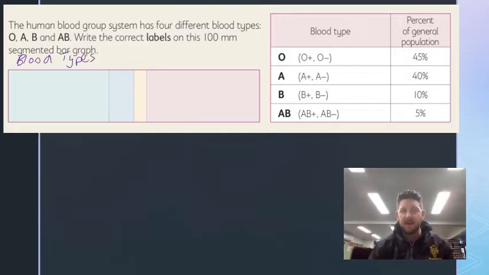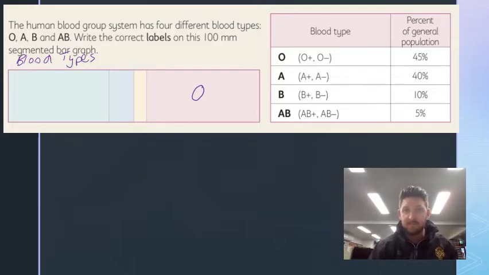What I want you to do now is have a go and see if you can work out what section would be the O blood type, what section would be the A blood type, what section would be the B blood type, and what section would be the AB blood type. Just to give you a bit of a hint, I'm going to put in the first one for you, which is the red, and I'm going to say it's O. The reason I know that is that O is 45% of the population, and it's the biggest amount out of all the ones that we've got. If it's the biggest amount of the population, then it must be the largest amount of the bar taken up. So I can see that straight away. Stop the video here, guys.